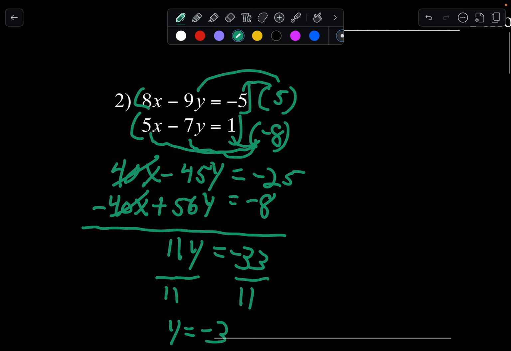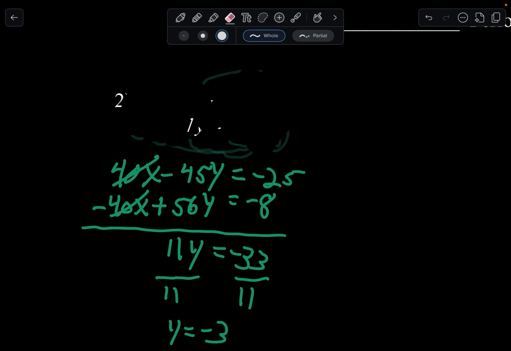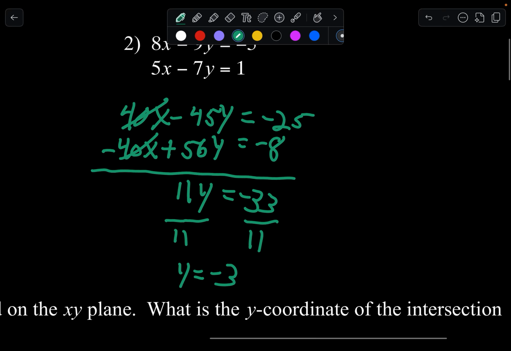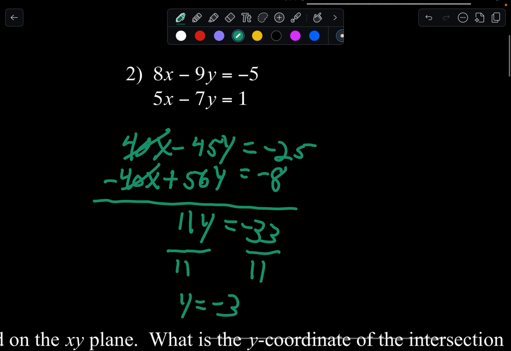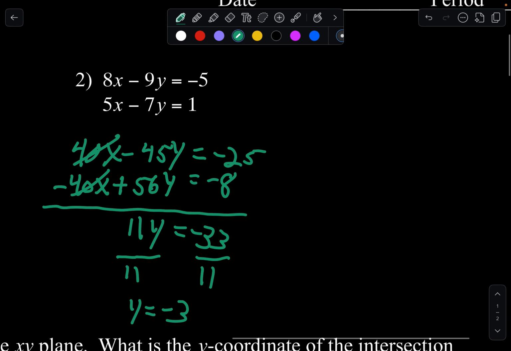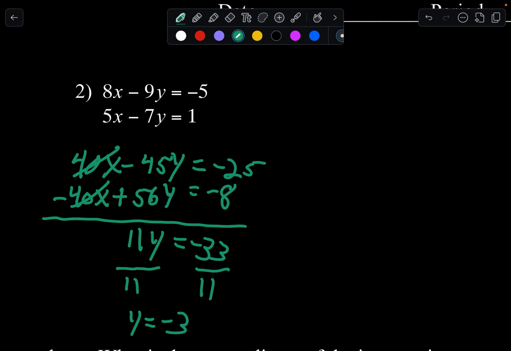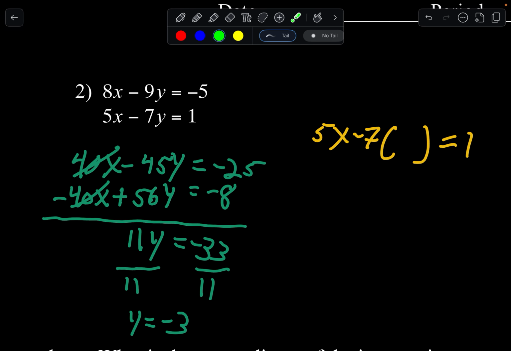Now that I got y, I'm going to erase this so you can see. I have to plug this into one of the two equations above to solve for x. I'm going to go ahead and use the bottom one. You don't have to use the bottom one. You could use the top one. I don't know why I'm choosing the bottom one. I saw it and I like the fact that it was a 5x versus an 8x. So now we plug in negative 3 for y, and we have to solve this.